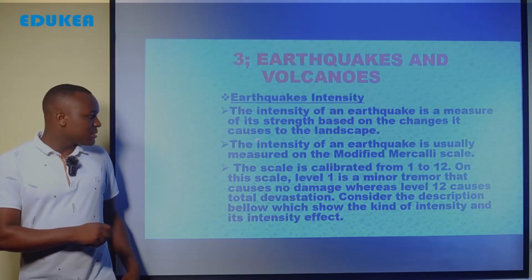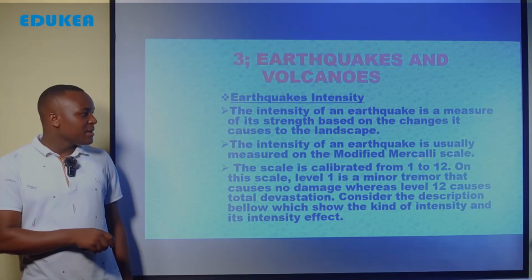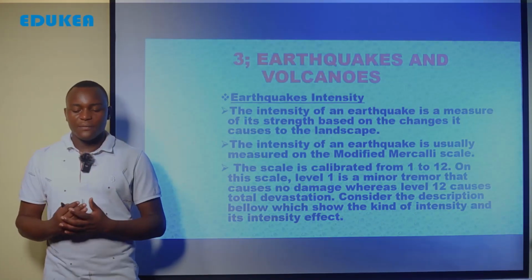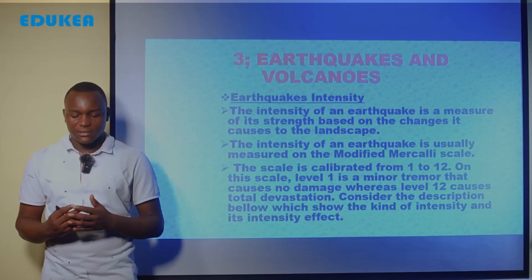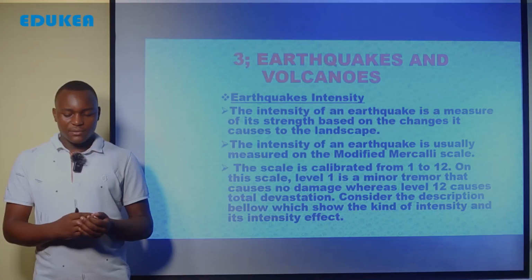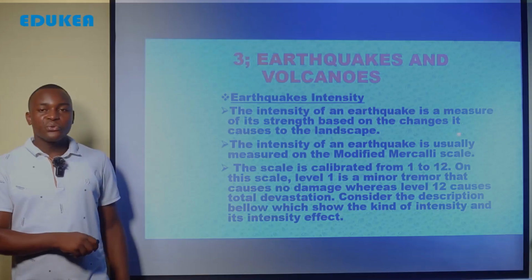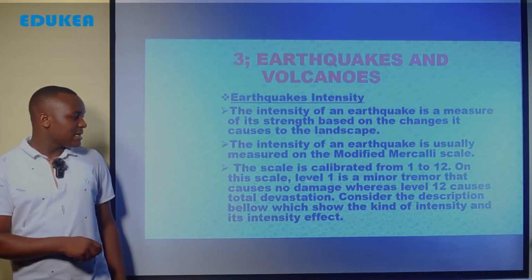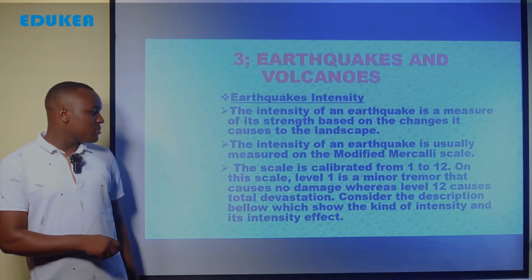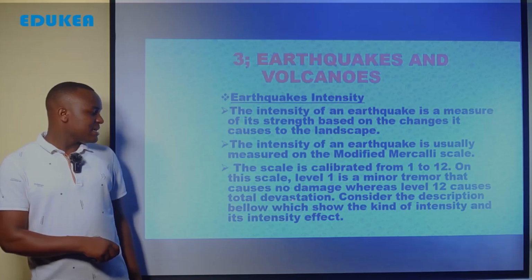The intensity of an earthquake is usually measured on the modified Mercalli scale. We say that the scale is calibrated from 1 to 12. On this scale, level 1 is a minor tremor that causes no damage, while level 12 causes total devastation.